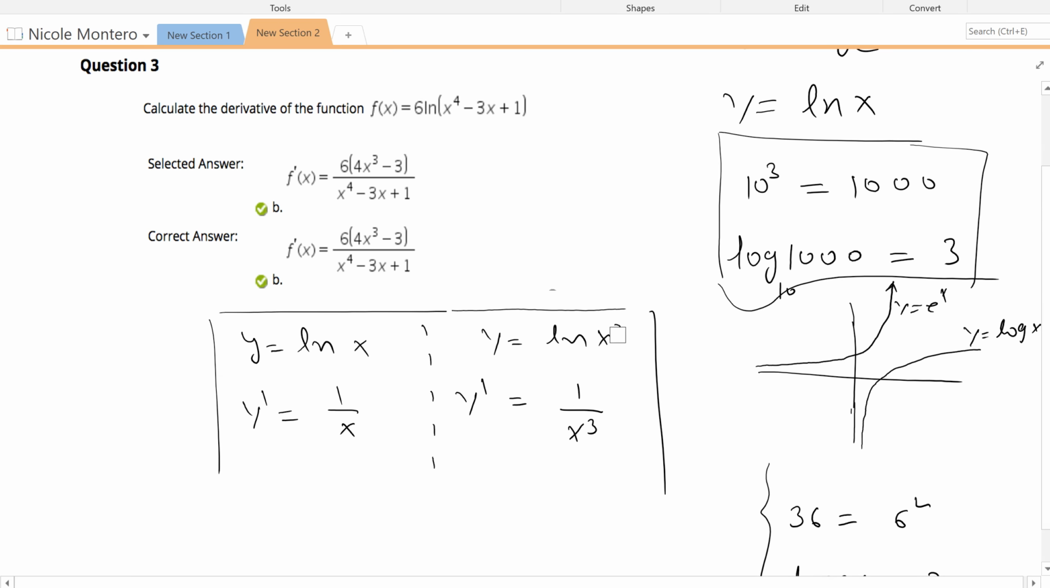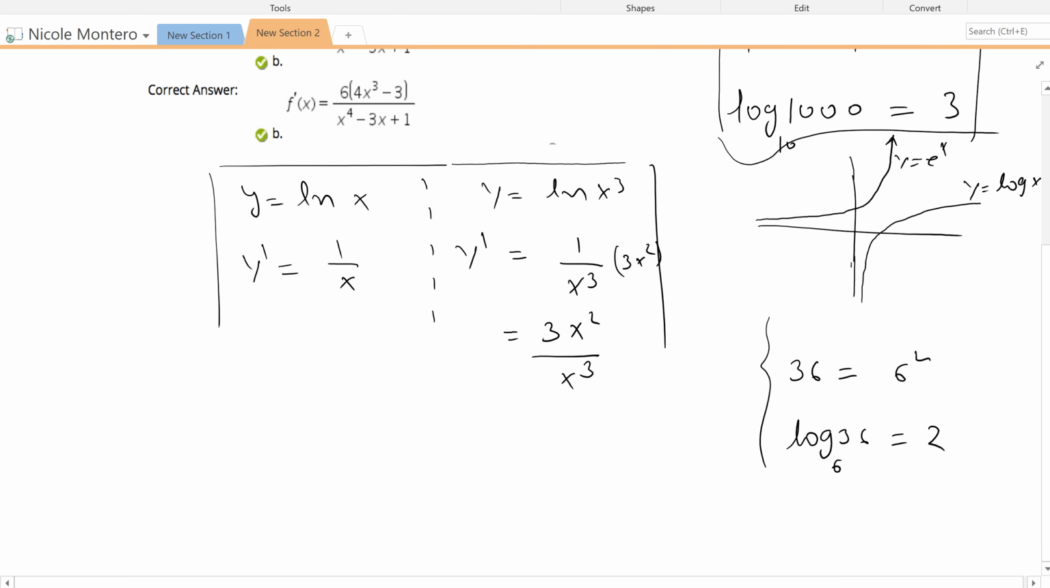Now here, ln of x cubed is 1 over x cubed. Then you multiply by the derivative of x cubed, which is going to be 3x squared. Now we have 2 x's there, 3 x's at the bottom, so these 2 x's are going to cancel with 2 of the x's at the bottom, so the derivative is going to be 3 over x.